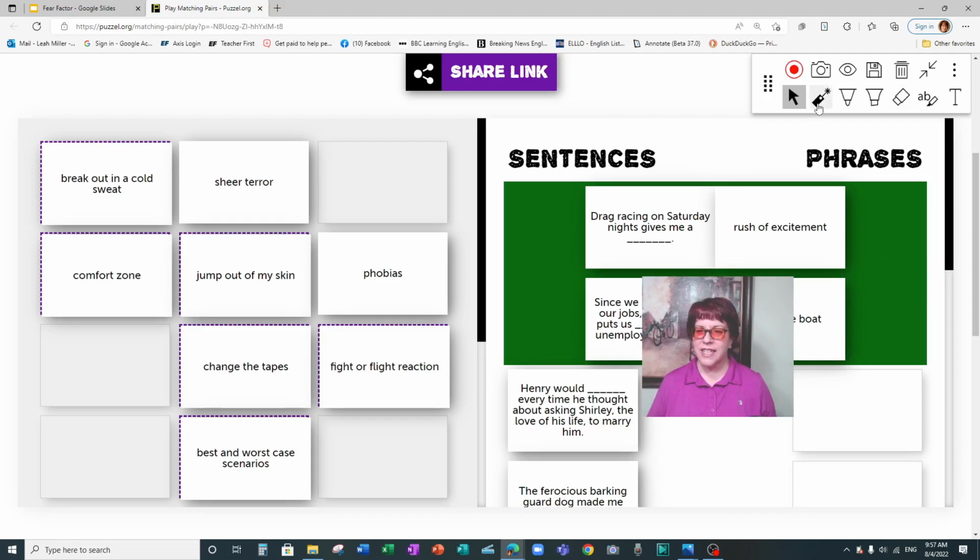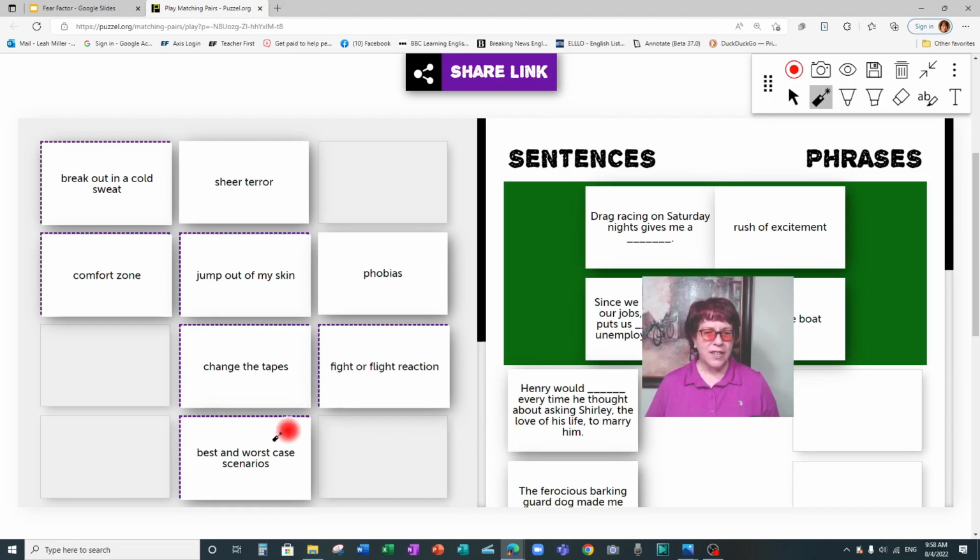Let's go to the next sentence. Henry would, every time he thought about asking Shirley, the love of his life, to marry him. All right, I guess Henry is pretty shy. So he has a very nervous response, another biological, physiological response to nervousness or stress, every time he thinks about asking Shirley to marry him.